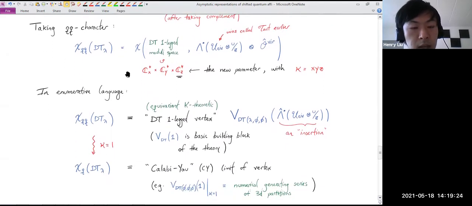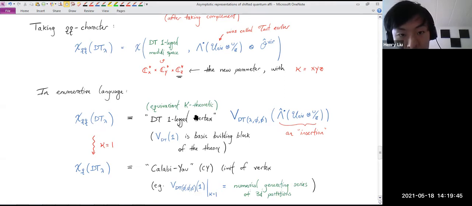So in maybe more geometric, more enumerative language, this QQ character of this DT module is exactly what's known as the DT one-legged vertex inside equivariant K-theory. And it's the DT one-legged vertex with a particular kind of insertion. I'm not sure why there's a hat here and there's no hat here. I think the right thing to do is to take a hat.